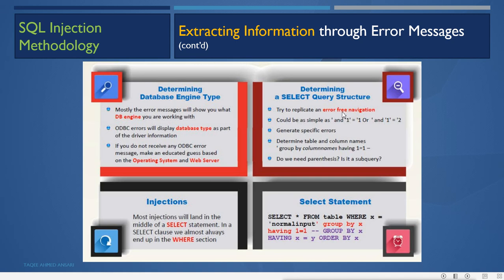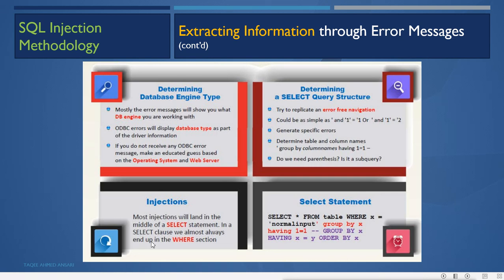Try to replicate an error-free navigation. Could be as simple as ' and '1'='1, or ' and '1'='2. Generate specific error. Determine table and column names grouped by column names having 1=1. Do you need parenthesis? Is it a subquery? So parenthesis is to divide two queries. So when you want to run two queries, the two queries will be divided by the parenthesis.